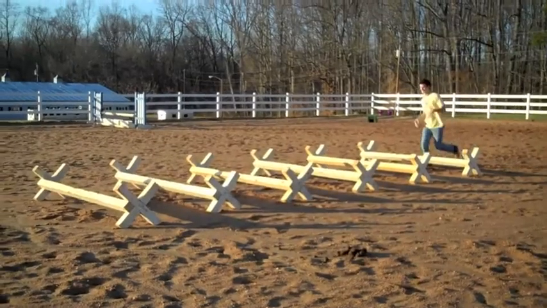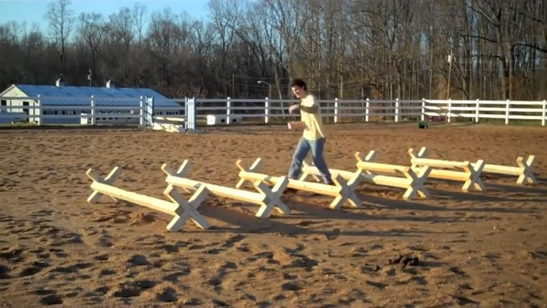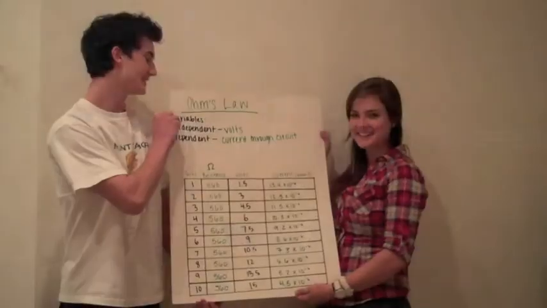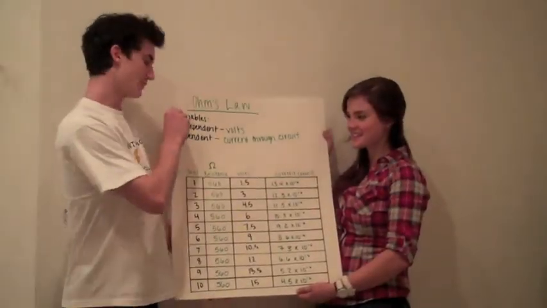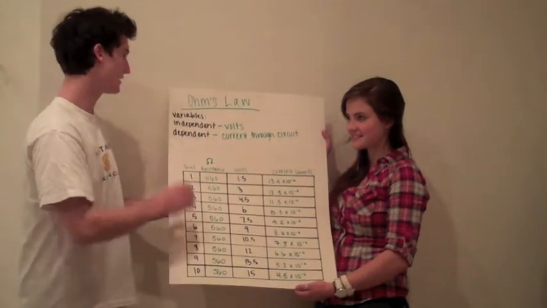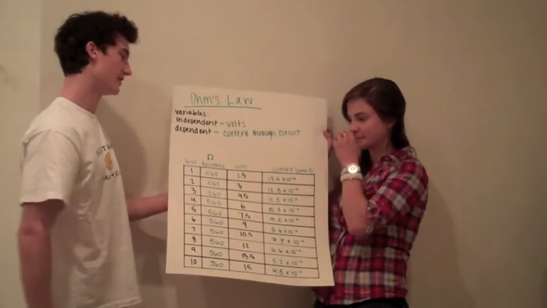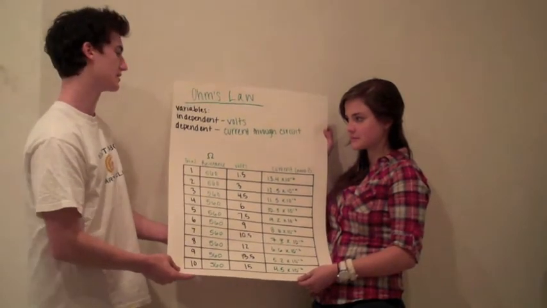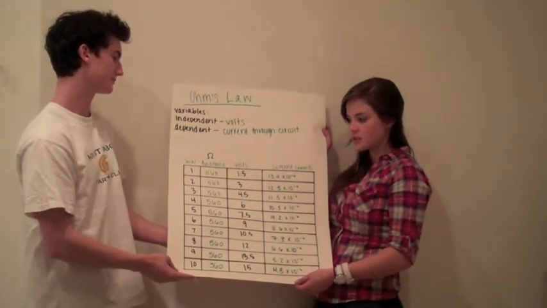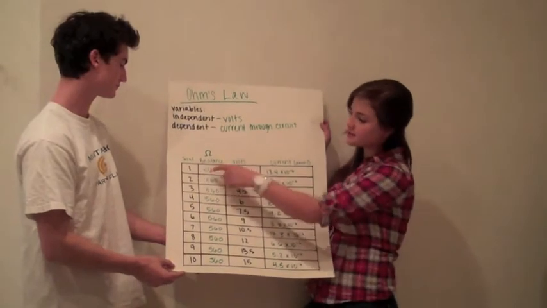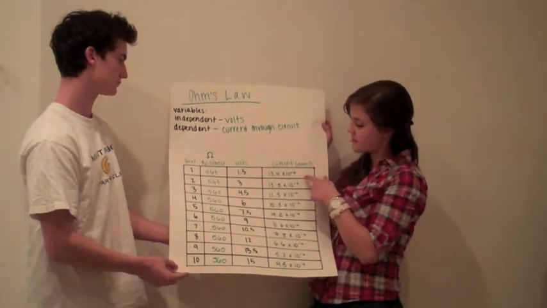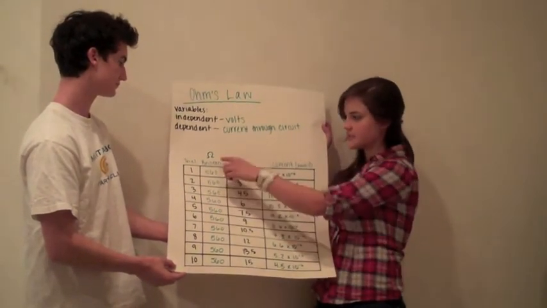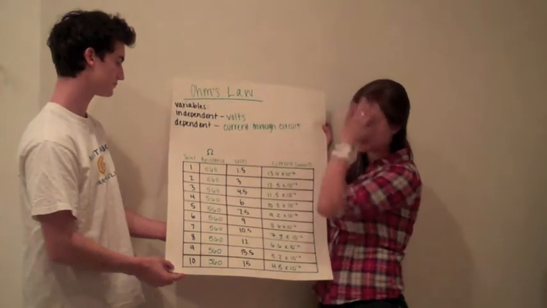After we compiled all of our data, we made this graph. But before that, we have our variables. Our independent variable is volts, and our dependent variable is the current through the circuit. In our table, we have the trials, the resistance, the volts, and the currents measured in amps. And the resistance is measured in ohms, and that's the symbol for it.